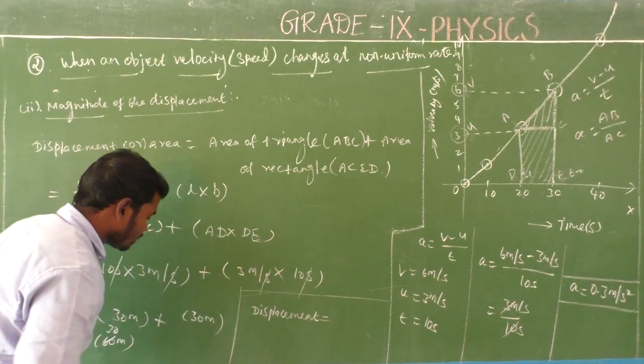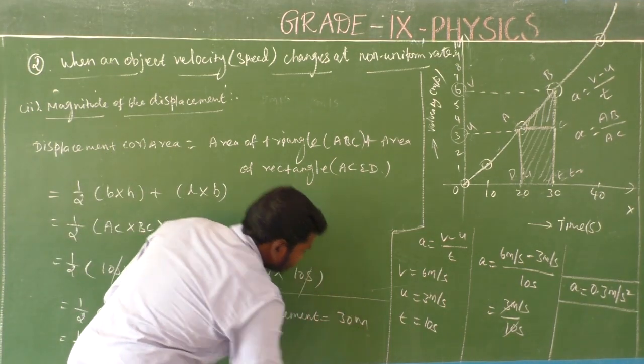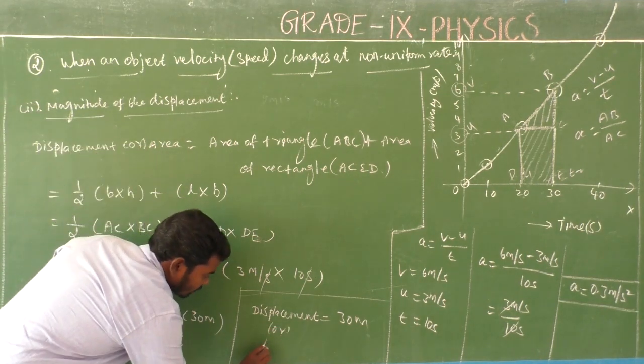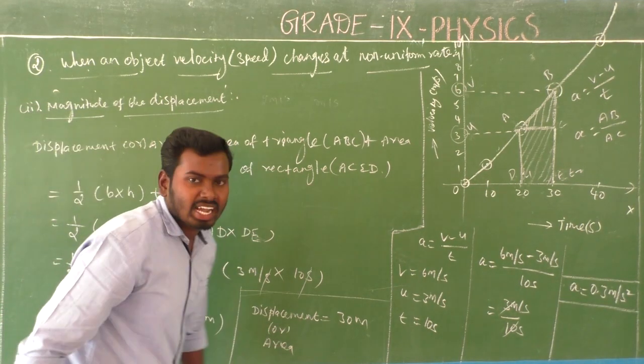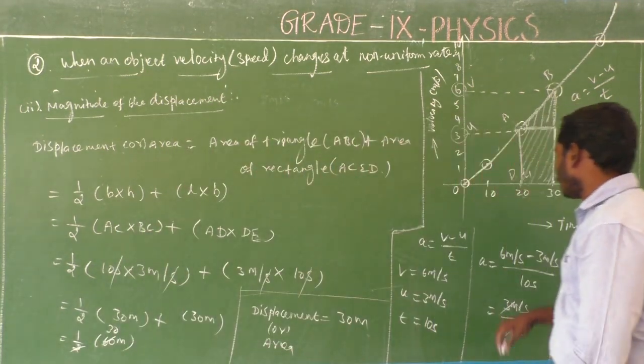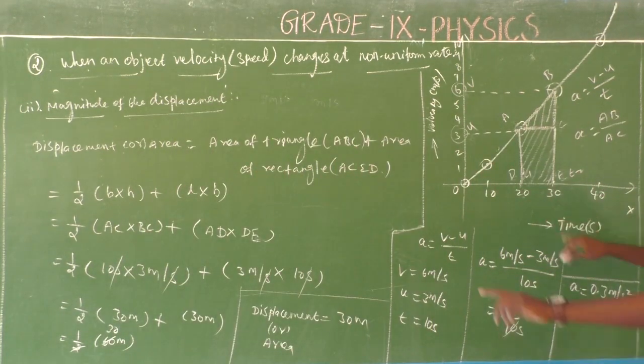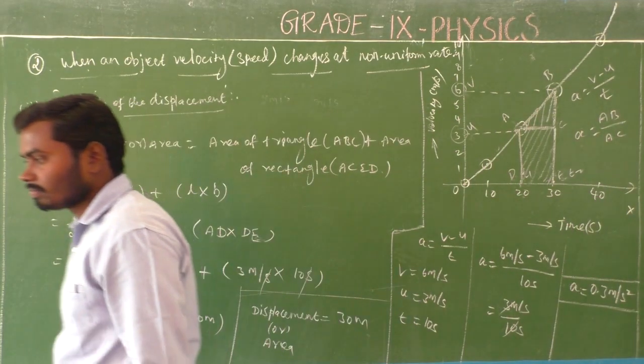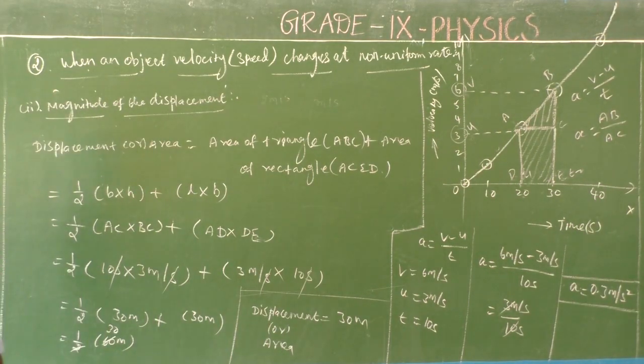Displacement is equal to how much? 30 meters. Or otherwise we can say the area covered by the object during the time interval of 20 seconds and 30 seconds is equal to how much? That is equal to 30 meters.